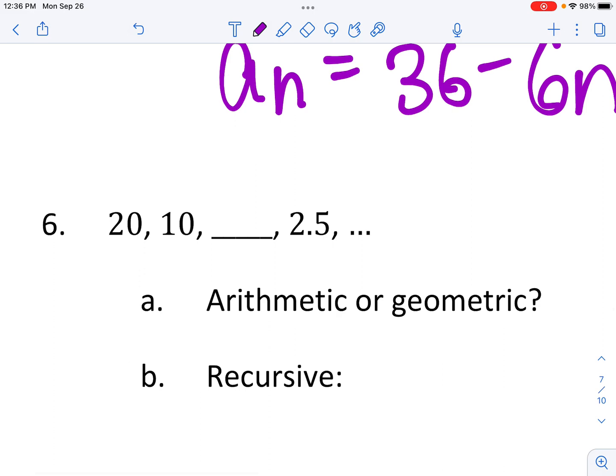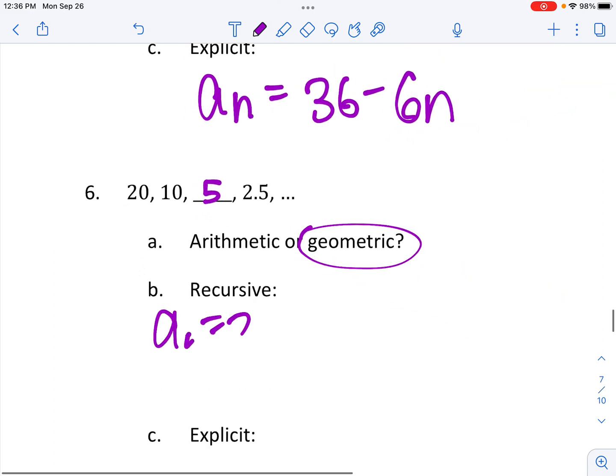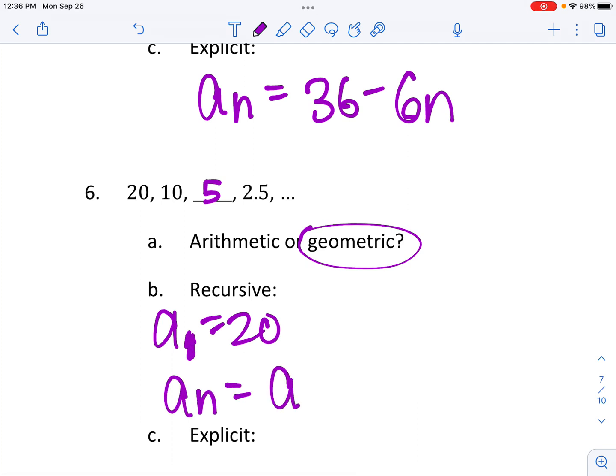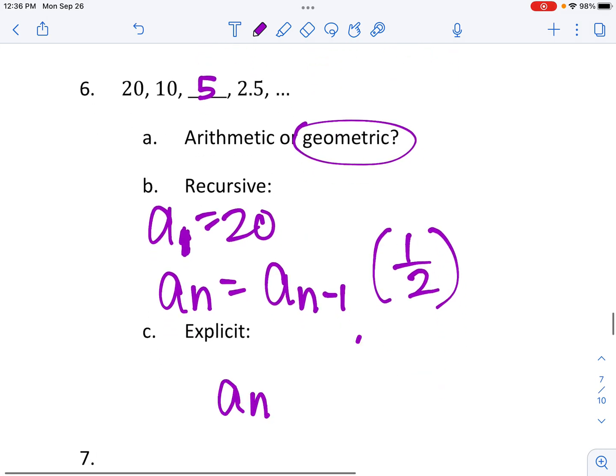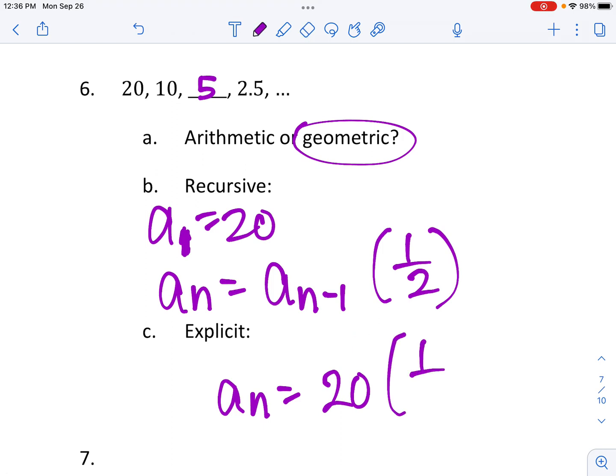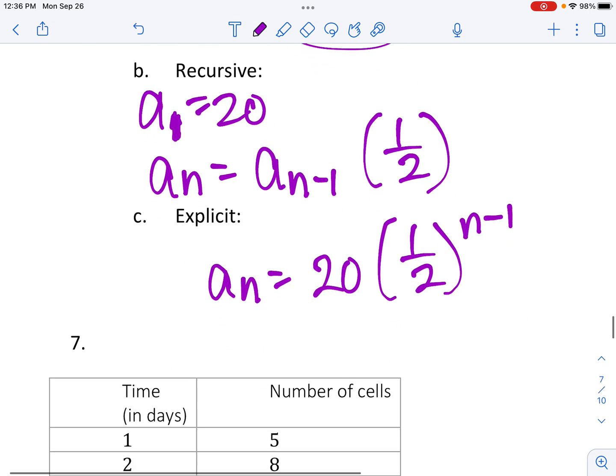This one looks like we're dividing by 2, so that would be geometric. The recursive, start at 20. So first term is 20. To find any number, take the one before it and divide by 2 or multiply by 1/2. Explicit equation, we start at 20, which is the first number in the list. Multiply by your common ratio to the n minus 1 power.